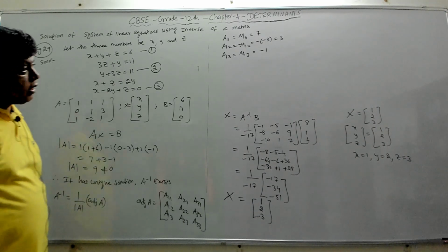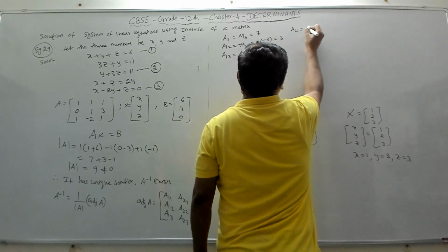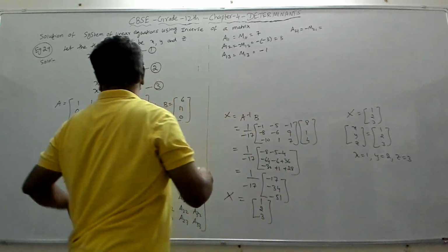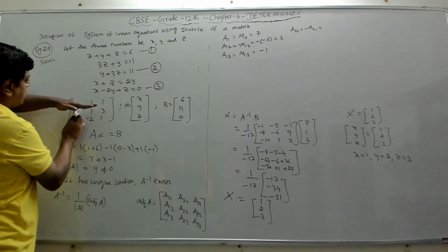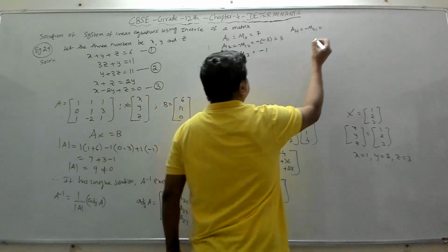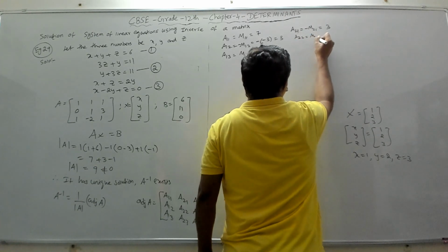Right. Now let's find A21. A21 is equal to minus M21. That is equal to M21, this one. So close this row and this column. 1 ones are 1, plus 2 is 3. Now A22 is M22. Sorry, this is minus 3.